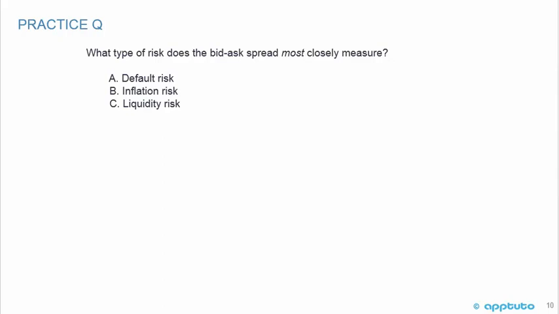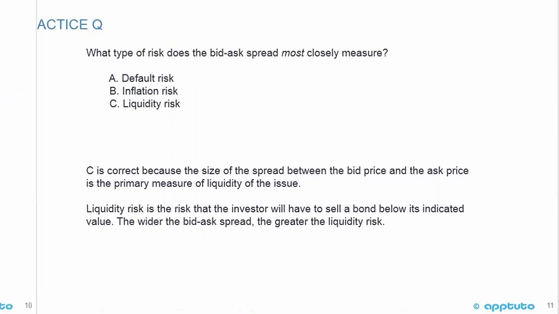Another quick practice question. What type of risk does the bid-ask spread most closely measure? A, default risk, B, inflation risk, or C, liquidity risk? Again, I think that question should be fairly easy because whether we're talking about stocks or bonds, C is correct. The bid-ask spread is a function of liquidity.